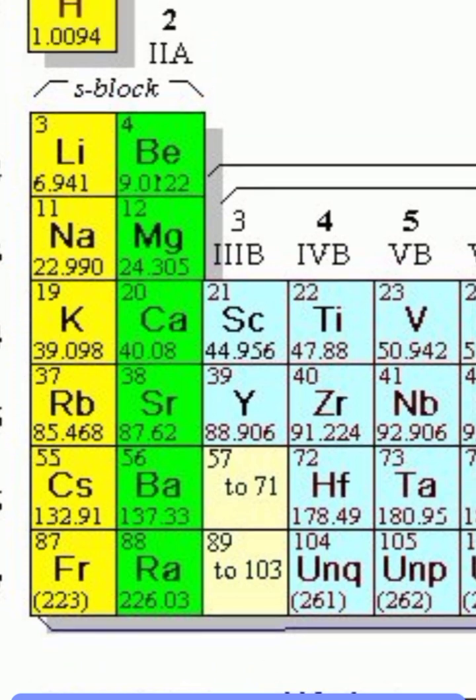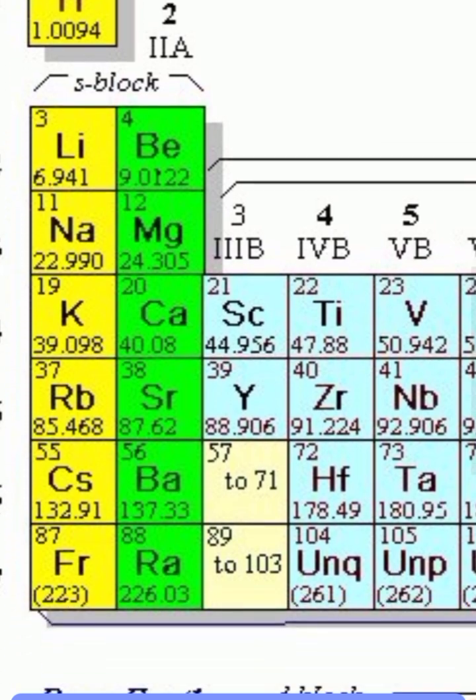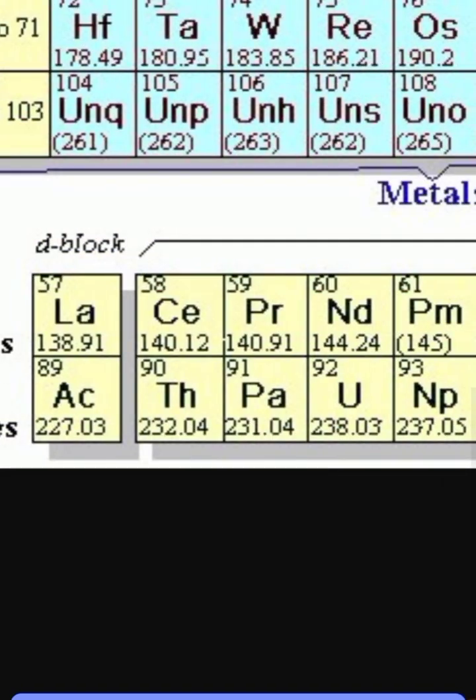So group 1 is called the alkali metals. That's what we call them. I'll also show you that very soon, so that you see them.